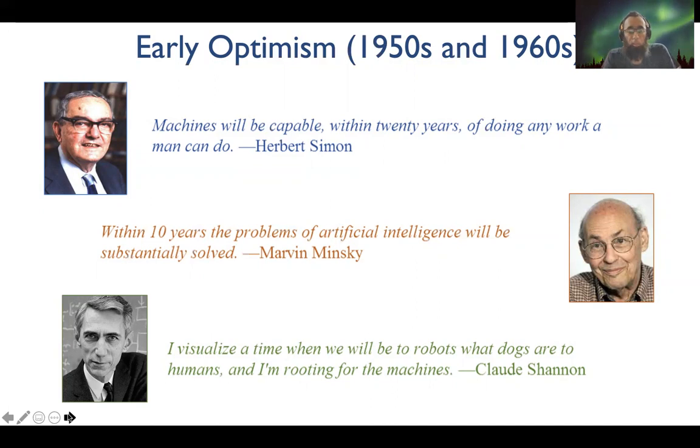Herbert Simon said machines will be capable, within 20 years, of doing any work a man can do. Such a bombastic claim. We also see this today. However, even today, machines are nowhere close to doing any work a man can do. We are still far from that.